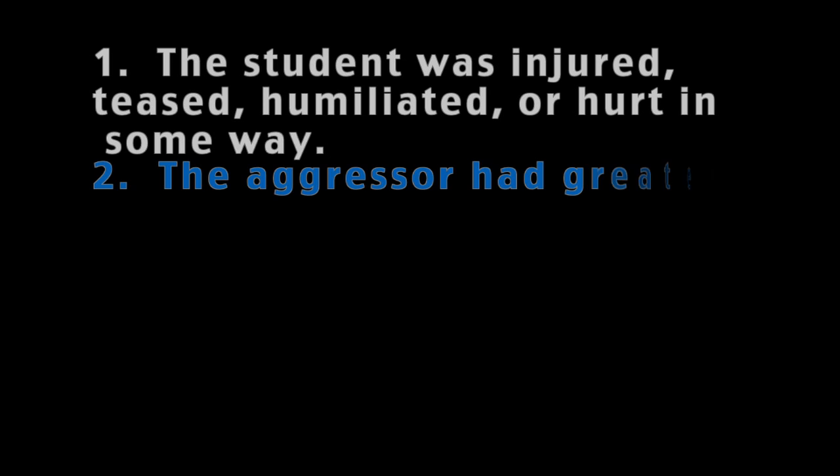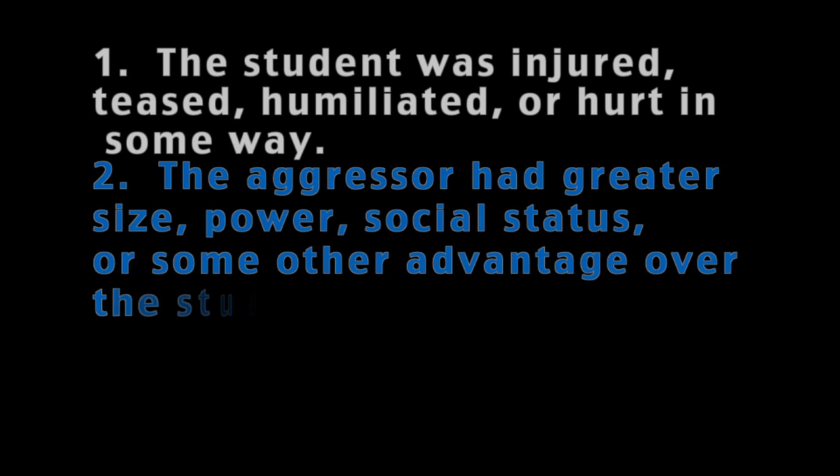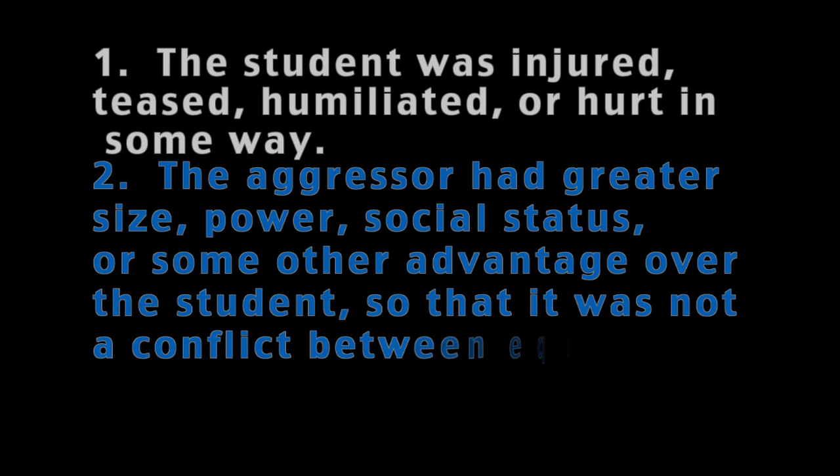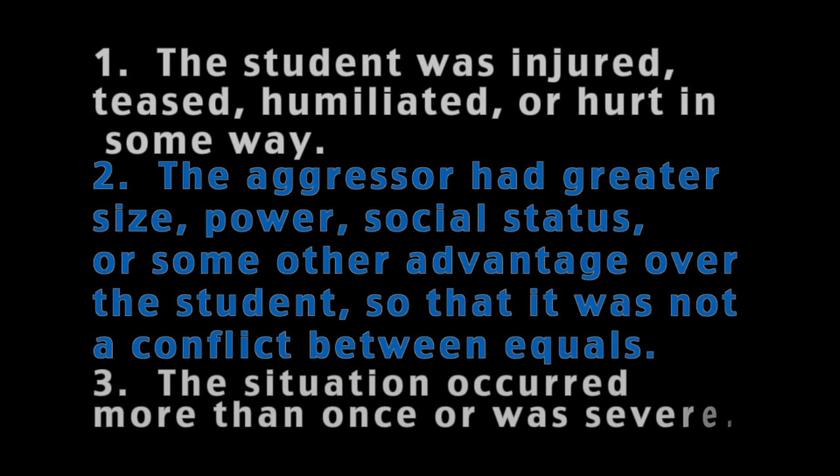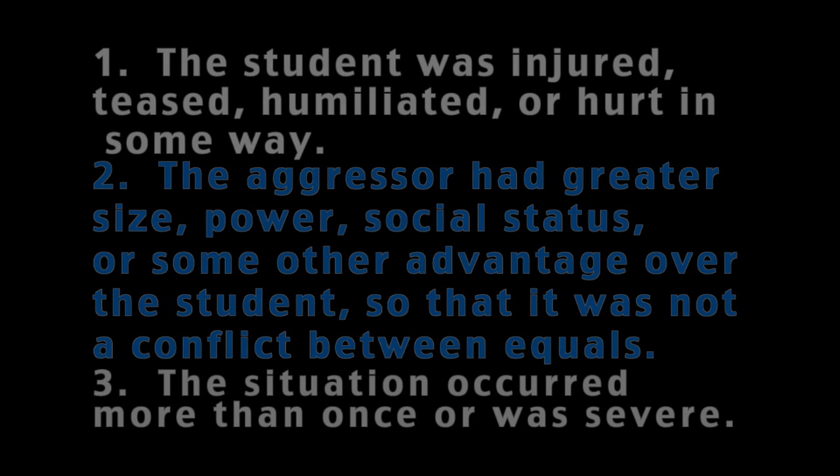1. The student was injured, teased, humiliated, or hurt in some way. 2. The aggressor had greater size, power, social status, or some other advantage over the student, so that it was not a conflict between equals. 3. The situation occurred more than once or was severe. These 3 criteria are critical to distinguishing bullying from other forms of peer conflict.